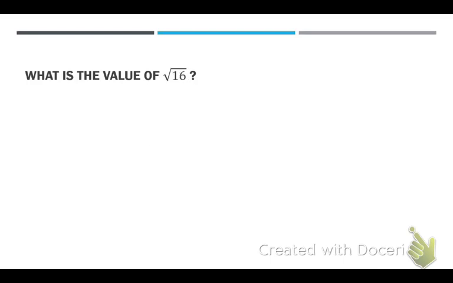Okay. Right now we're doing the square root of 16. I had a lot of people write 8. But guys, 8 times 8 is 64. So what should the answer be? 4, because 4 times 4 equals 16. All right, square root of 49 is? 7, because 7 times 7 is 49.